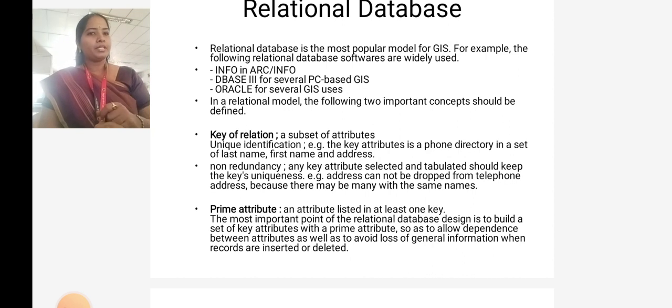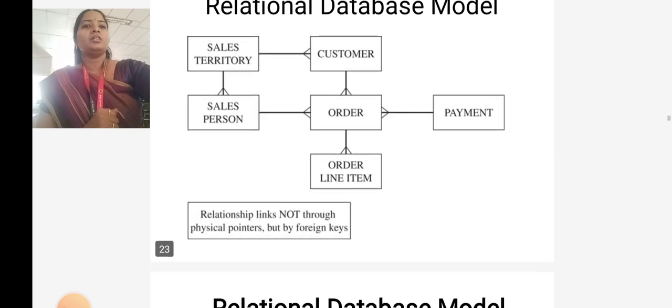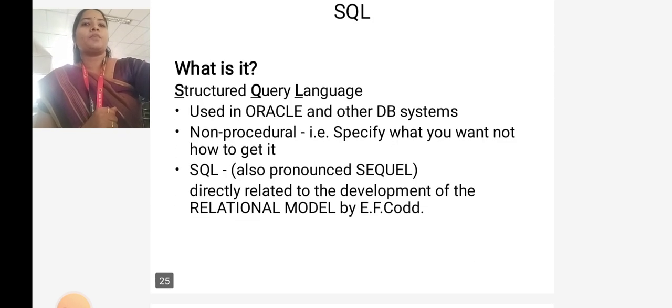A prime attribute is an attribute listed in at least one key. The most important point of relational database design is to build a set of key attributes with a prime attribute, so as to allow dependence between attributes as well as to avoid loss of general information when records are inserted or deleted. So relational database models come in this category.